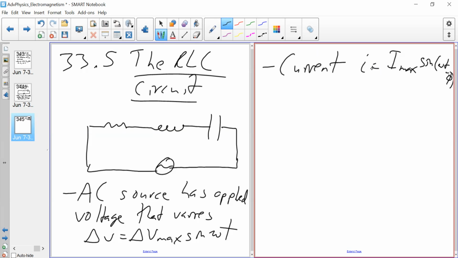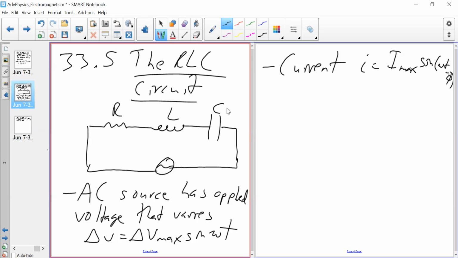It's going to be the sum total of all the reactance in the circuit, the resistance, the capacitive and inductive reactance all together are going to form what is called the impedance. RLC.